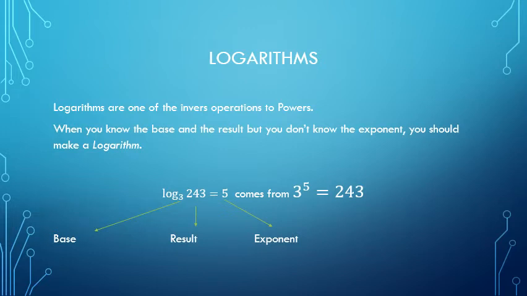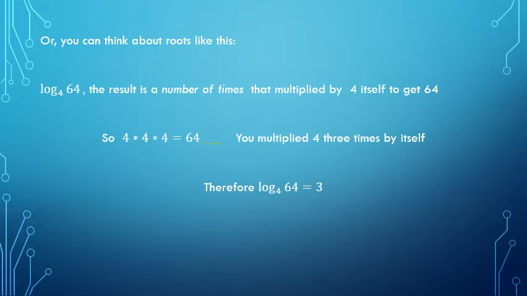But I know that that may be a little bit confusing for some of you. So you can think about the logarithms in a different way. Maybe it's easier for you. Okay, let's look at this example. Logarithm in base 4 of 64. The result of that is the number of times that you multiply 4 by itself to get 64. So you know the base, and the base is 4. You repeat the 4 a certain number of times, and you get 64.